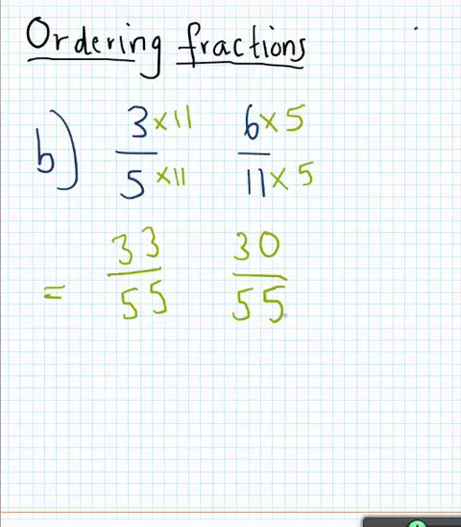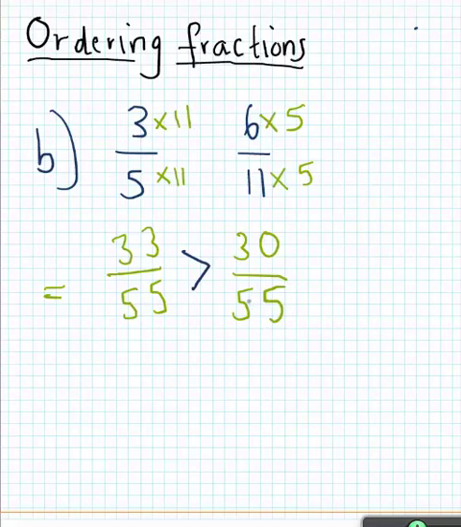Now which one is bigger? Have a look on top. Well, I can see 33 is bigger than 30. So I will, in between these, as my final answer, I will say 33 out of 55 is greater than 30 out of 55. And that's your final answer.